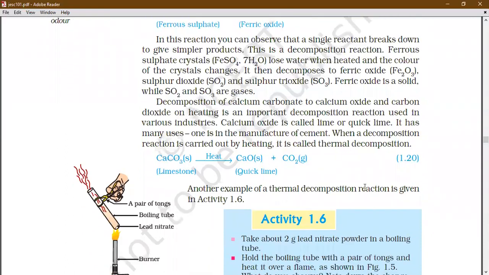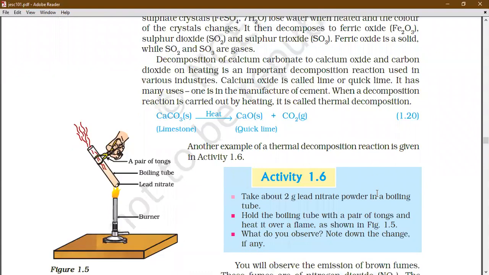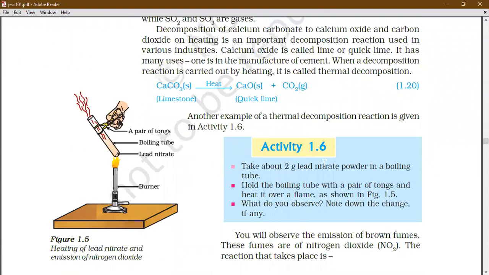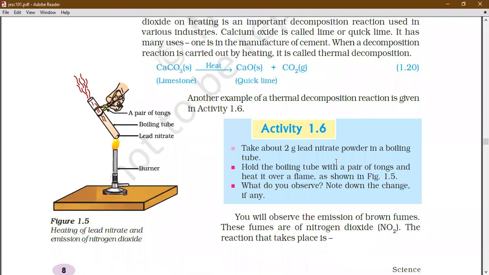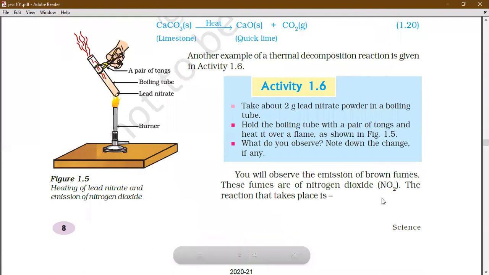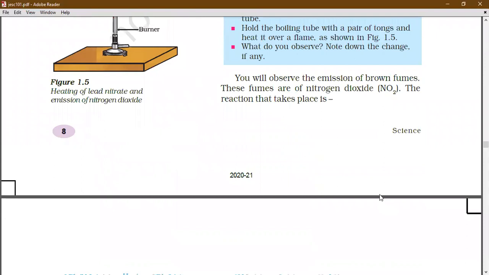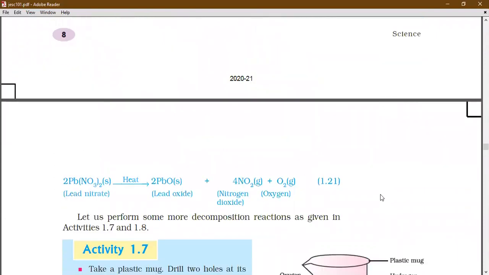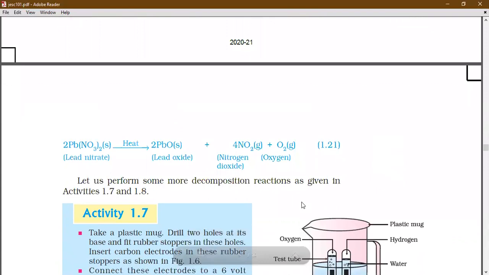Another example of a thermal decomposition reaction is given in activity 1.6. Take about 2 grams lead nitrate powder in a boiling tube, hold the boiling tube with a pair of tongs and heat it over the flame. What do you observe? Note down the change, if any. You will observe the emission of brown fumes. These fumes are of nitrogen dioxide. The reaction that takes place is 2Pb(NO3)2(s) on heating gives 2PbO(s) + 4NO2(g) + O2(g).